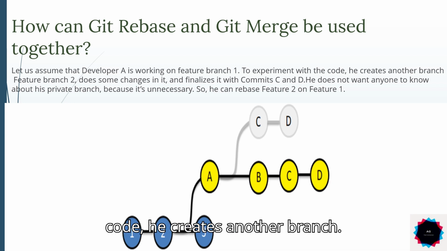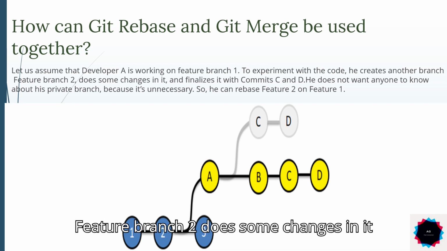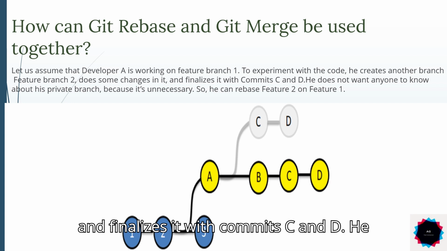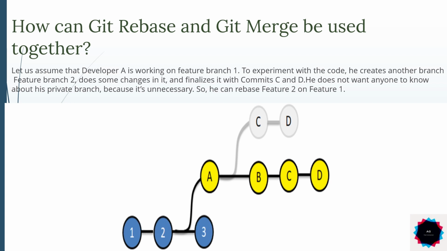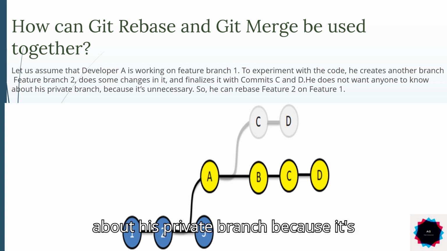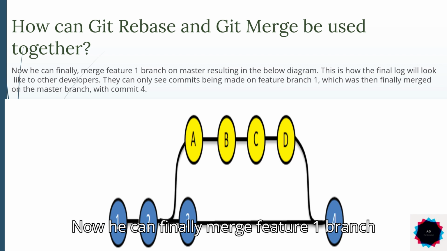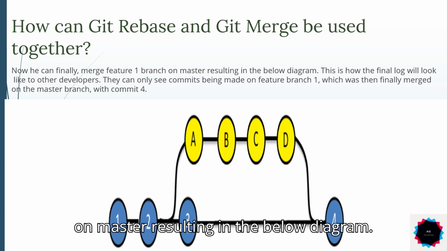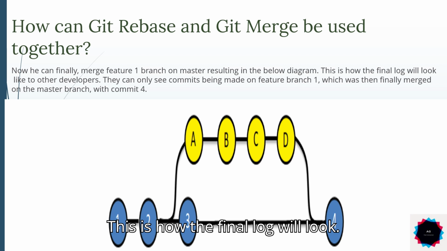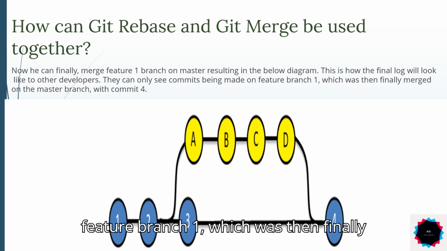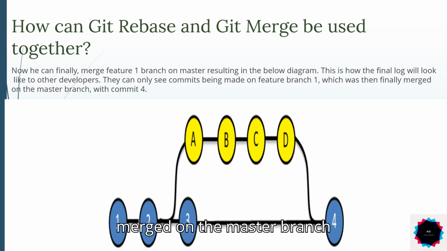To experiment with the code, he creates another branch, feature branch 2, does some changes in it and finalizes it with commits C and D. He does not want anyone to know about his private branch because it's unnecessary. So, he can rebase feature 2 on feature 1. Now he can finally merge feature 1 branch on master, resulting in the below diagram. This is how the final log will look like to other developers. They can only see commits being made on feature branch 1, which was then finally merged on the master branch with commit 4.